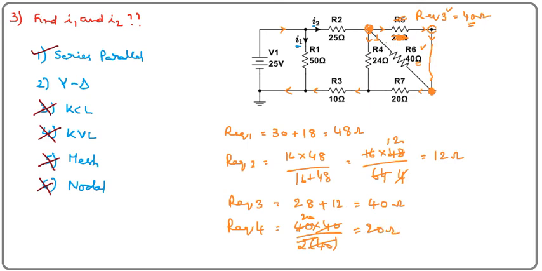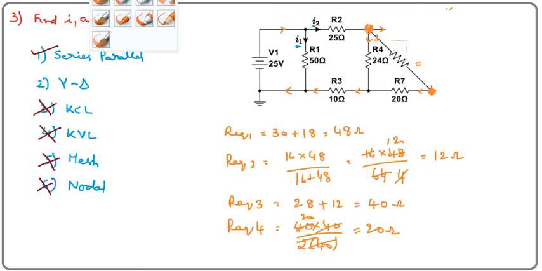So simply I can replace the whole thing with a 20 ohm resistor. So let me remove that. This value is 20 now. This is the R equivalent 4 and the value is 20 ohm.